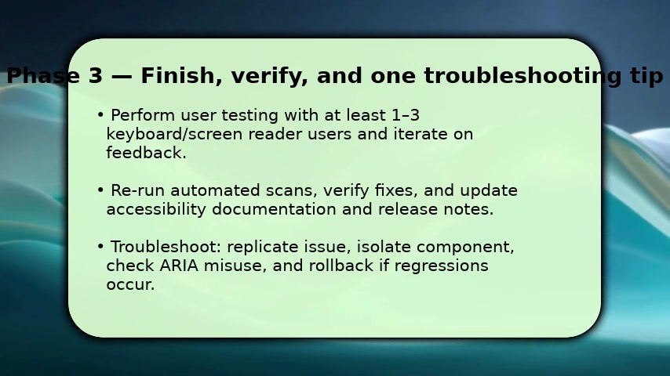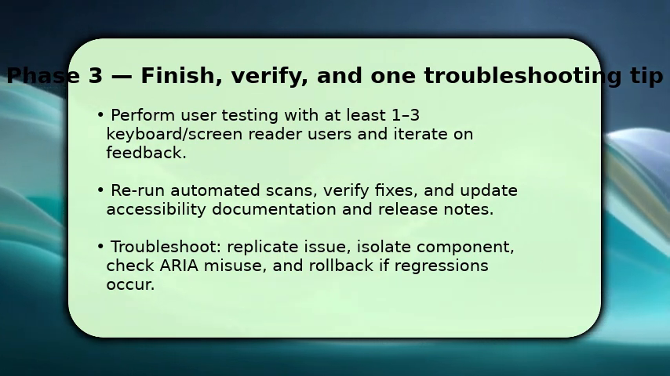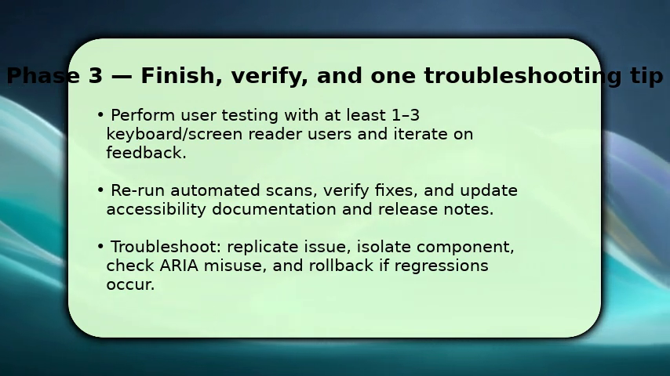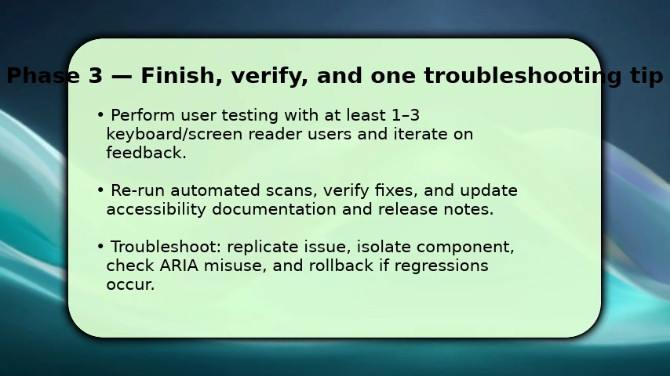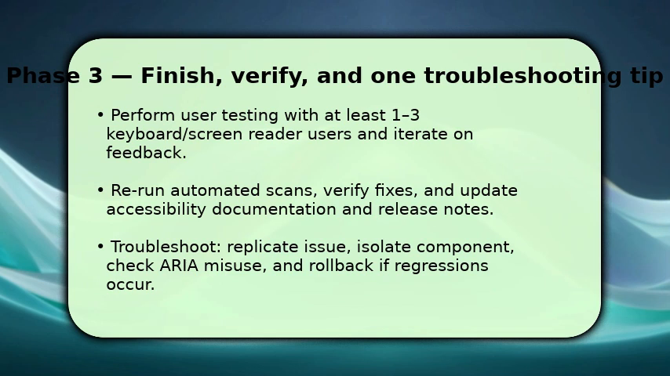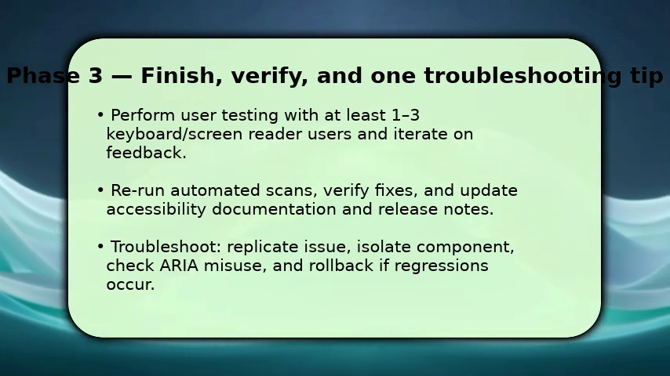If something breaks, reproduce the issue, isolate the component, and check for ARIA misuse or CSS overrides. Those are common culprits. If necessary, roll back the change and apply a phased fix. Above all, keep communicating with stakeholders so accessibility stays integrated.